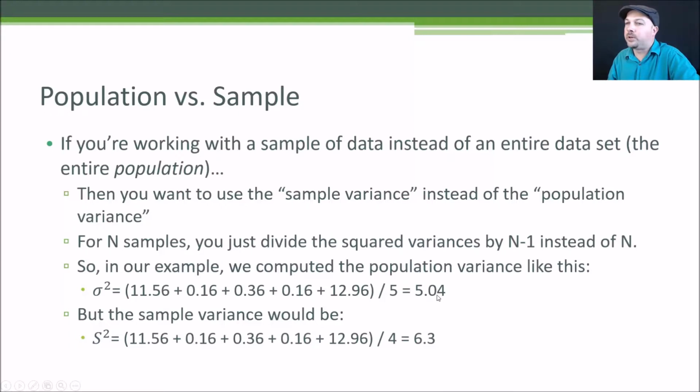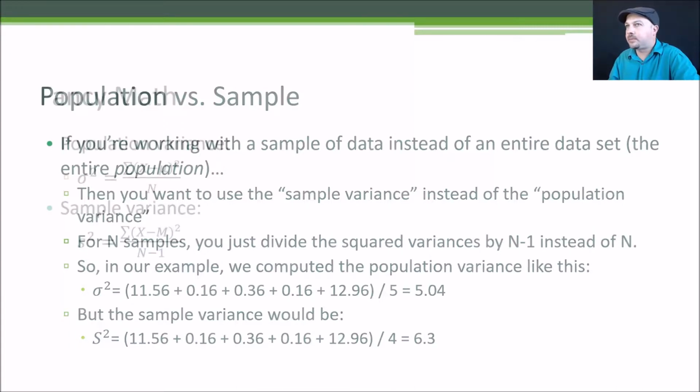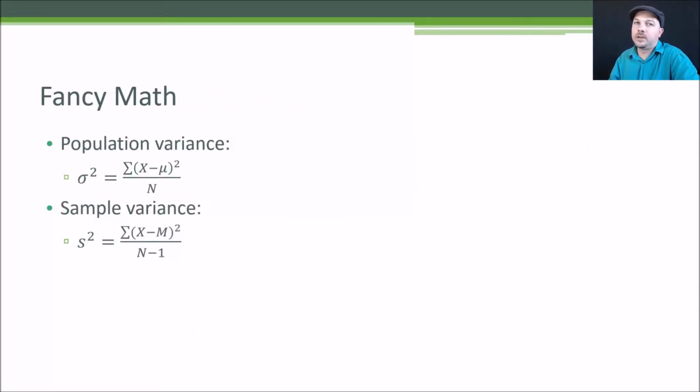We took the sum of the squared variances and divided by 5, the number of data points that we had, to get 5.04. But the sample variance, which is designated by s squared, is divided by n minus 1, which is 4. So we took the number of data points we had, subtracted 1, and got the sample variance, which comes out to 6.3. So again, if this was some sort of sample that we took from a larger data set, that's what you would do. If it's the complete data set, you divide by the actual number. Okay, and that's the difference between population and sample variance. As for why, it gets into really weird things about probability that you probably don't want to think about too much.